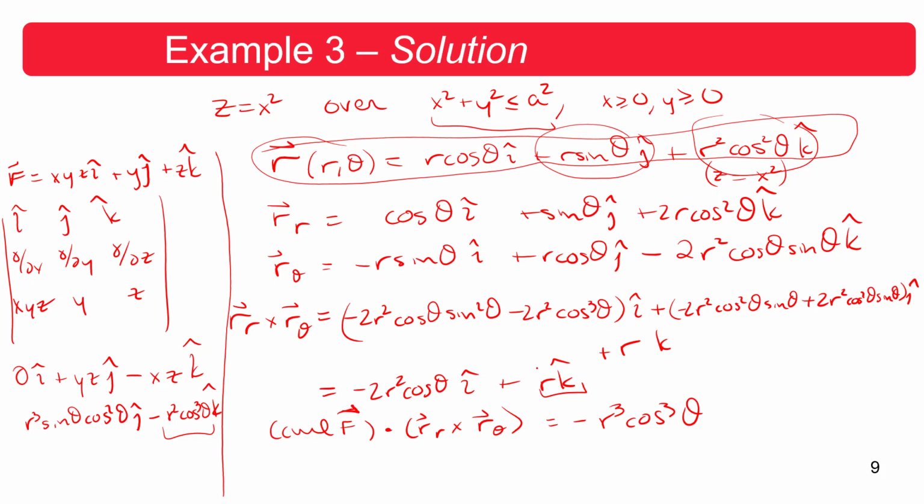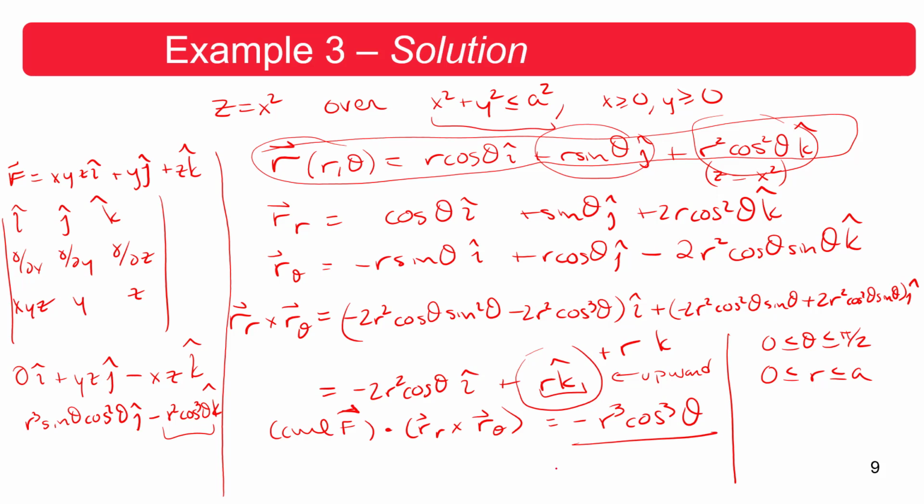One other thing to note quickly, the k component of the normal vector is positive because we're looking at positive r values. I didn't put the limits for theta and r. Since we're in the first quadrant, we're going up to pi over 2 in the theta direction and up to a in the r direction. So r is greater than or equal to 0. That is the upward pointing normal vector.